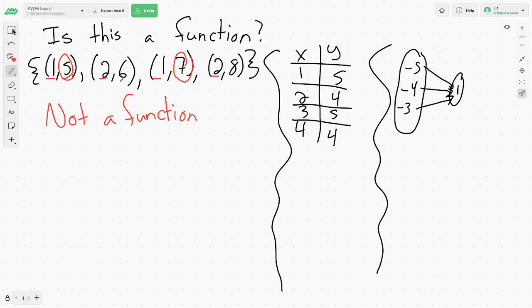But we can also look, 2 is paired with 6 and 8. This is not a function. What about this one? X has 1, 2, 3, and 4 paired with y values 5, 4, 5, 4. So since each x is only paired with one y value, this is a function.